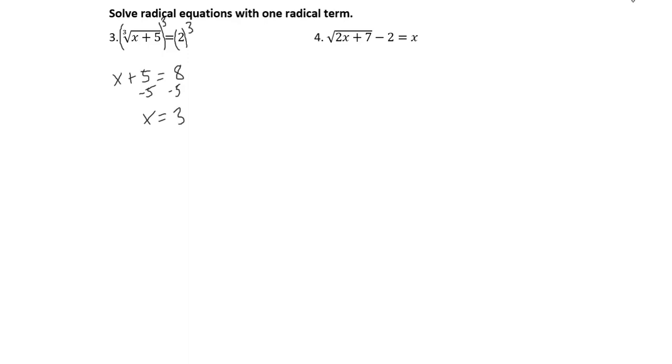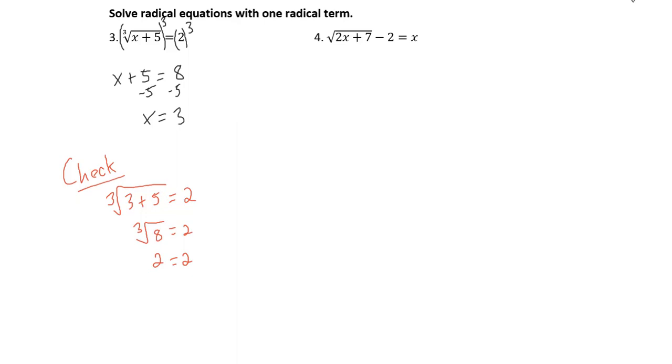We can check that. So we plug in that 3, and we get 3 plus 5. Take the cube root of that, and that needs to equal 2. Cube root of 8 does in fact equal 2. So the left side equals the right side. All right, let's look at our next example.